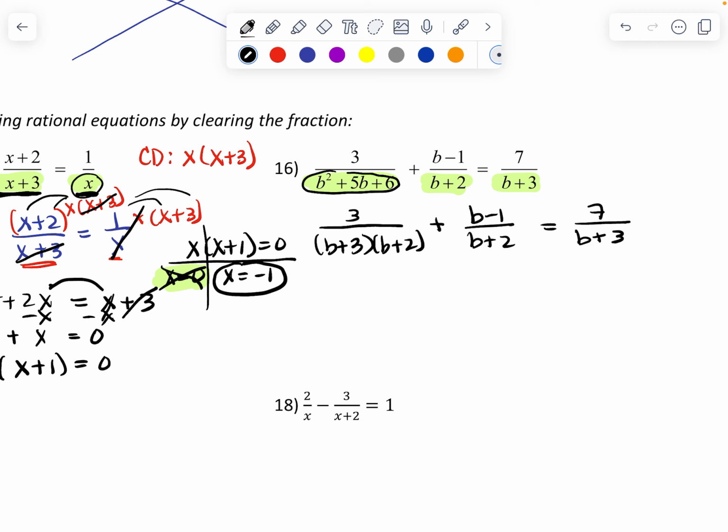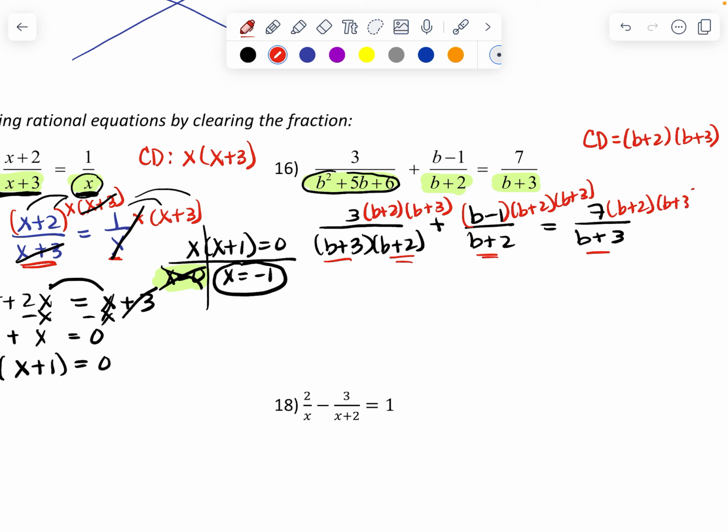Okay, now again, what is my common denominator going to be? So the common denominator, look, they both have a b plus 2, and they both have a b plus 3. So your common denominator is b plus 2 times b plus 3. And I'm going to multiply all of these by it. b plus 2, b plus 3. This one times b plus 2, b plus 3. And this one times b plus 2, b plus 3.